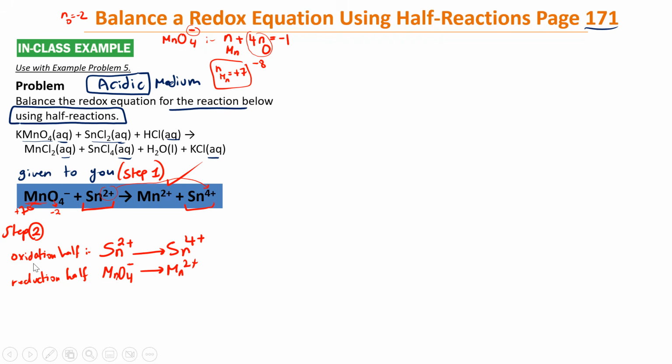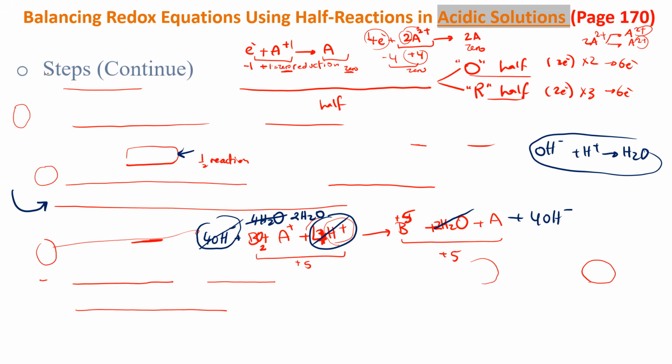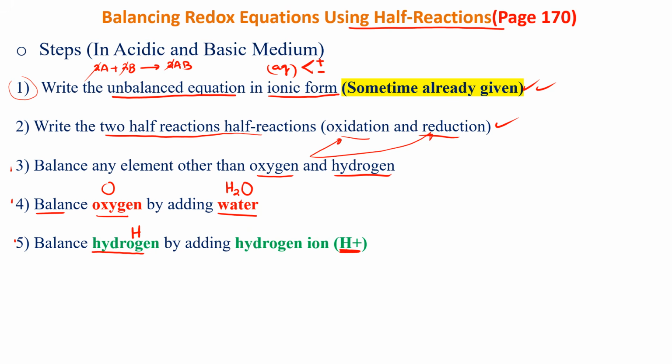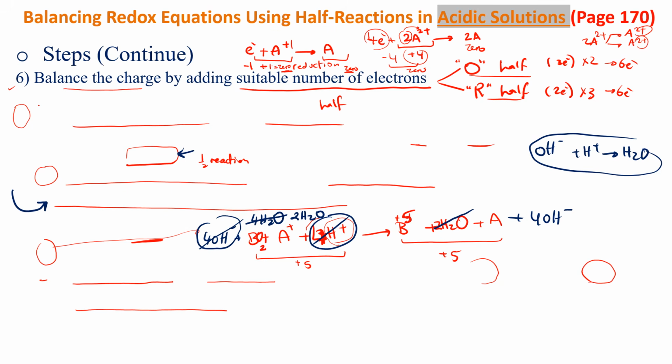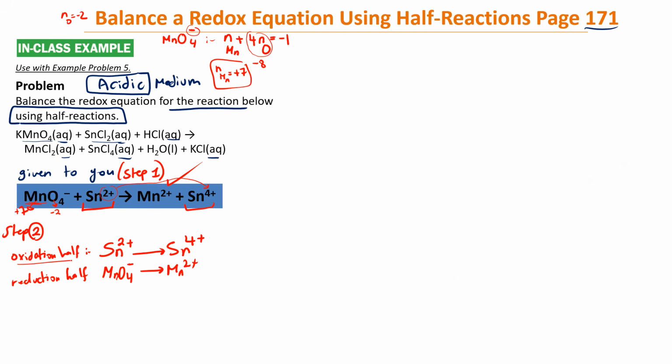Now from step, we finished step 1, which was given. Step 2 we already wrote, which is write the two half reactions. Now the steps 3, 4, 5 and 6 we are going to use in every half. So steps 3, 4, 5 and 6, okay, we are going to use for every reaction that we have. What does that mean? We'll repeat it 2 times, 1 time for the oxidation half, 1 time for the reduction. Okay.